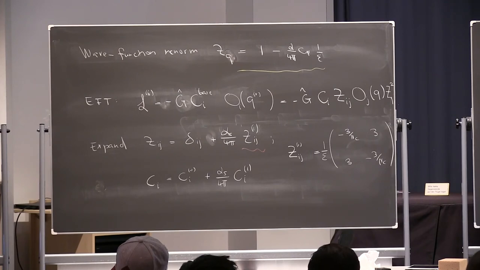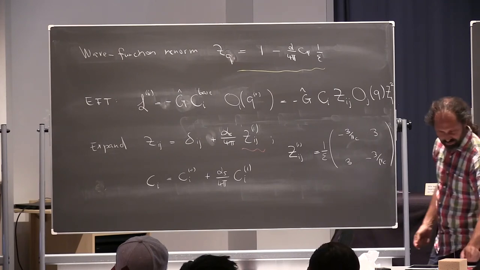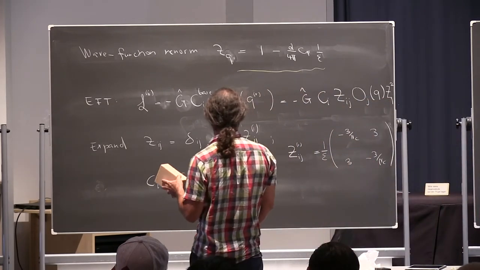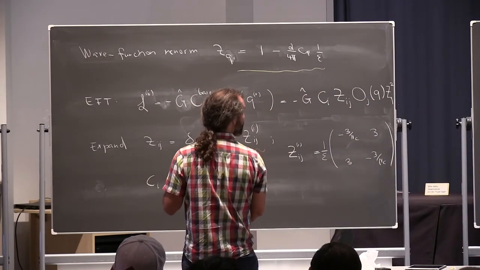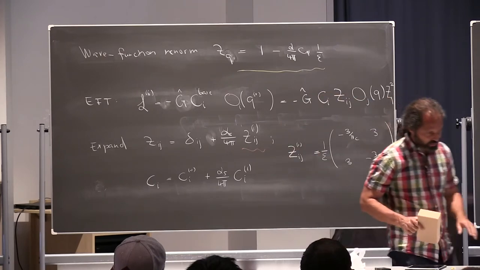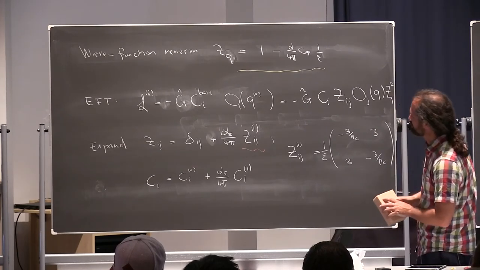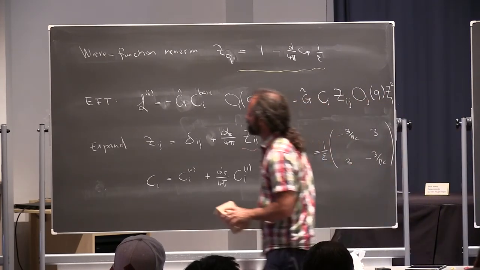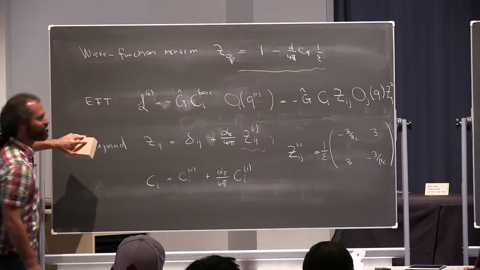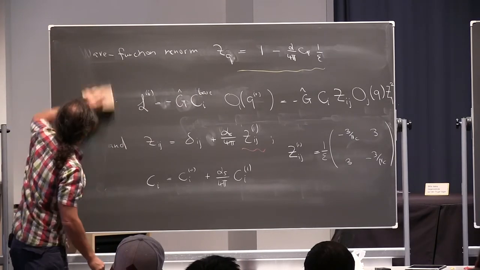And now we can read off the one loop coefficients from the difference between the full and effective theory. And let me think what I want to delete. Maybe I'll delete these things here so that we can keep the diagrams.